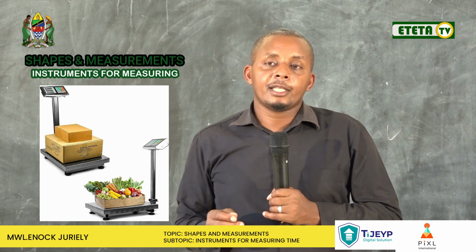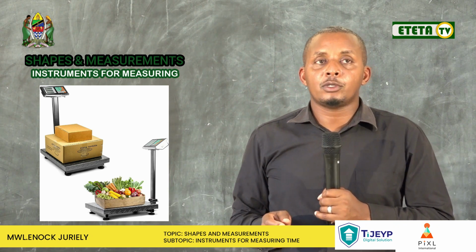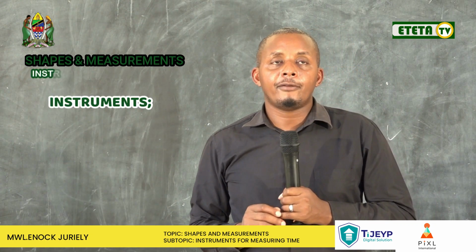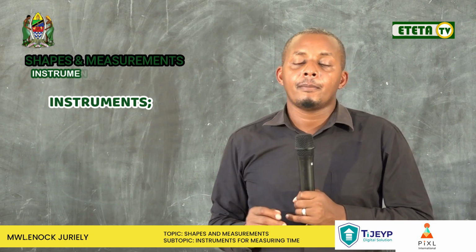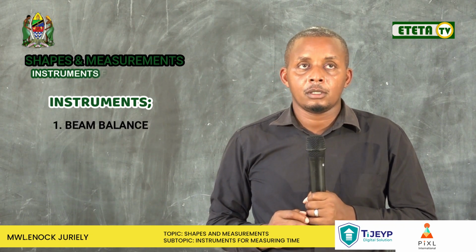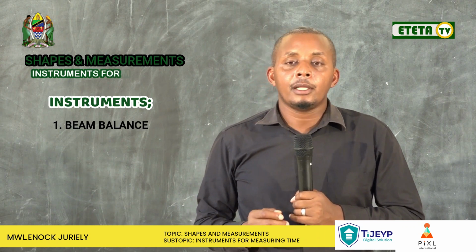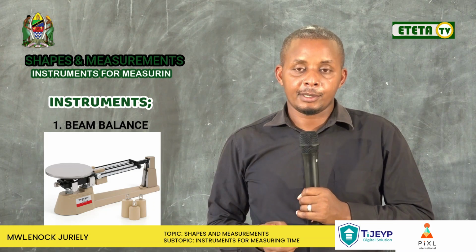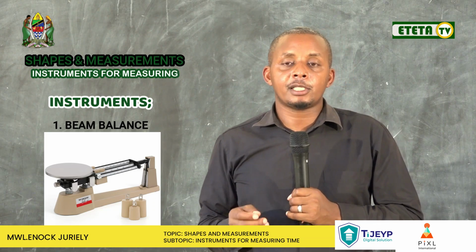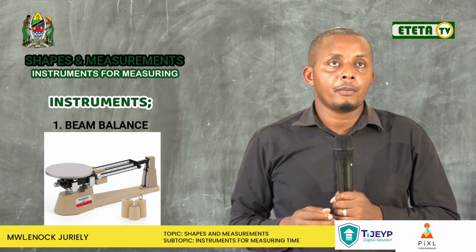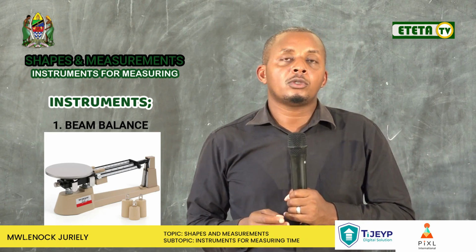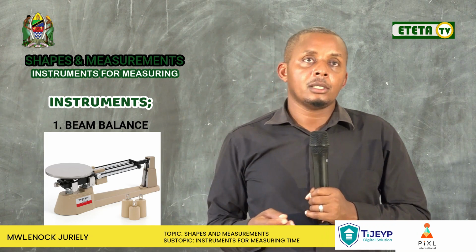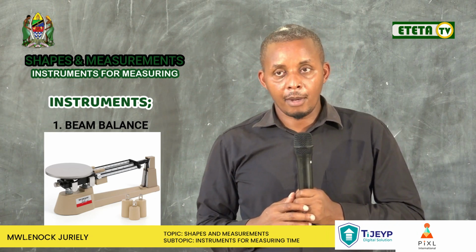Now, we have different instruments that are used in measurement. The first one is the beam balance. This instrument is used to measure mass. Mass is measured in kilograms. Beam balance is used to measure mass, and that mass is measured in kilograms.